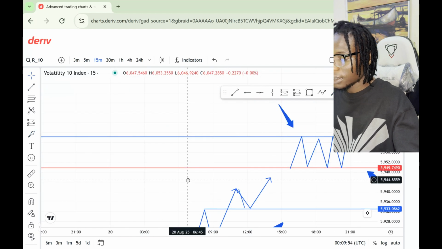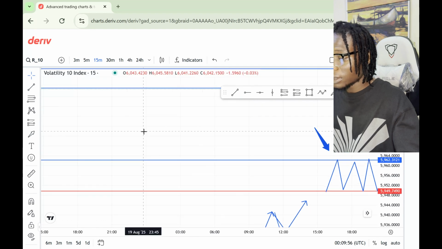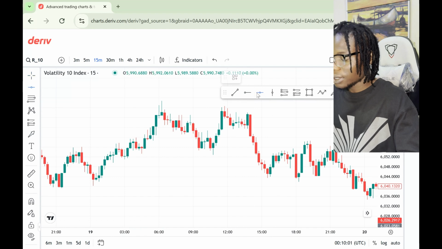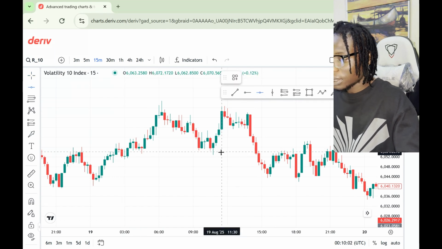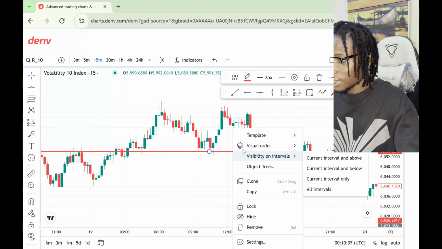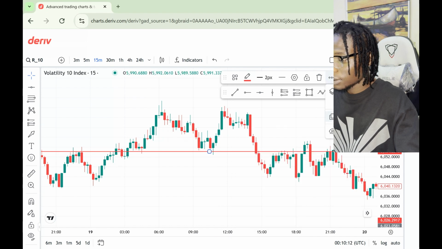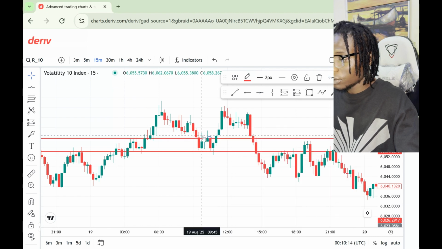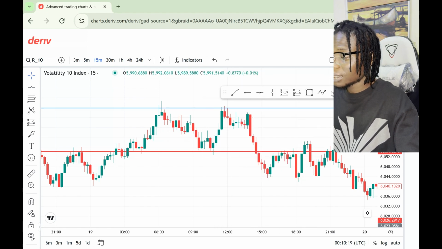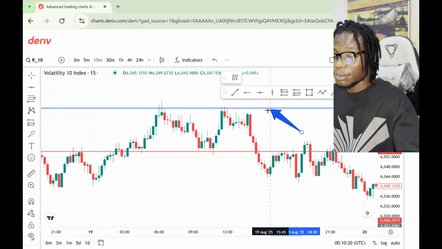Let me show you guys on a real chart. So I would say this is a valid support, and this will be a valid resistance. Let me clone this up and turn this color to blue. I think I love blue a lot. So we will say this is a resistance and this is a support. This is how it's been on the chart.